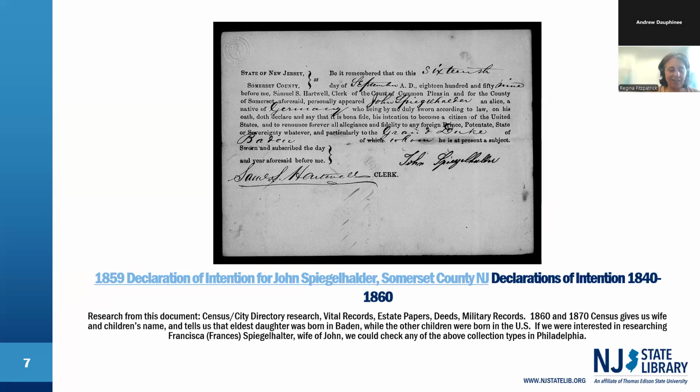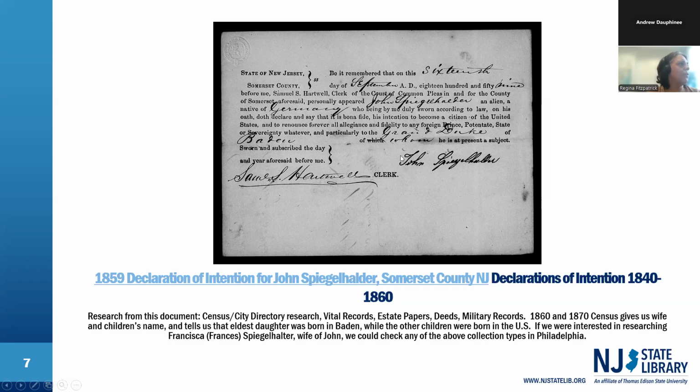for the sake of argument, we can use this as a starting point to get to Francisca. So we know that Francisca's husband, John Spiegelhalder, filed a declaration of intention in September 1859. Interestingly, by the 1860 census, the family is in Philadelphia.